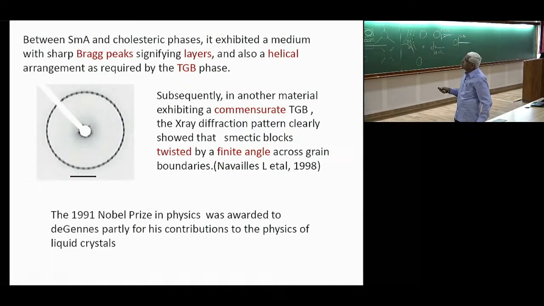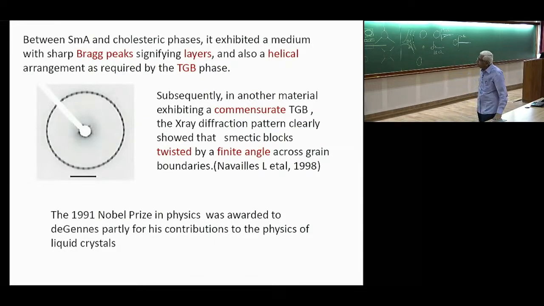So this means if I take a well-aligned sample and take a picture, you can see these each correspond to a block which is twisted by some angle compared to the rest. If it is incommensurate, it will of course average out, so you won't see that. Only in 1998 they got it.